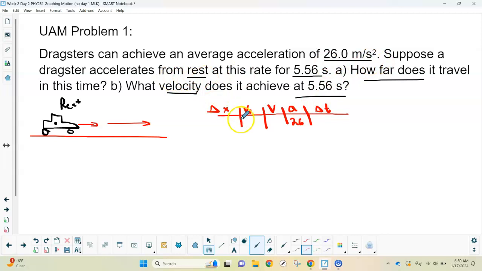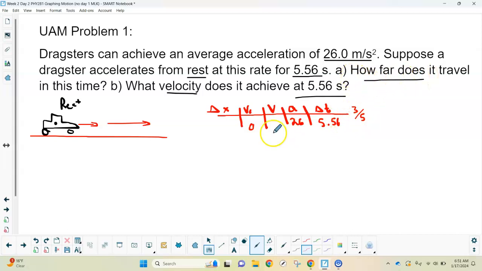It starts from rest, so the initial velocity is 0. And then it travels for 5.56 seconds. So right now we have 3 numbers out of the 5. So we are good to start trying to approach and solve this problem. We have enough information that we can solve.